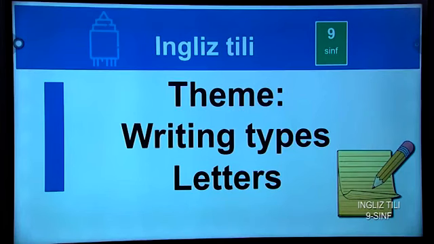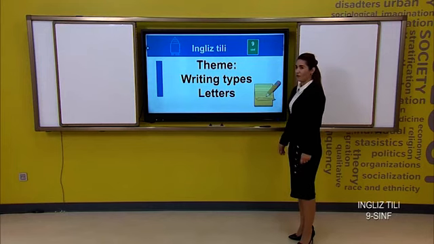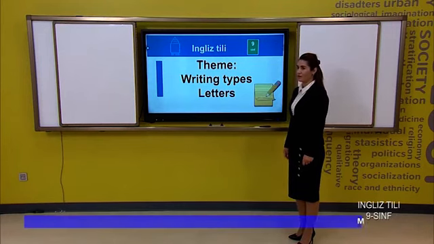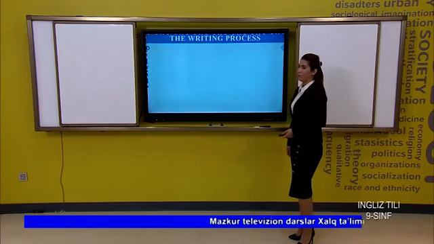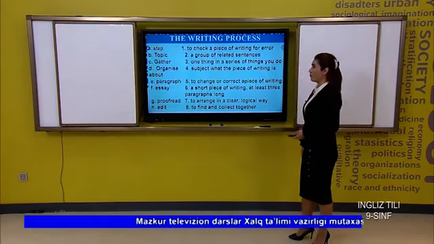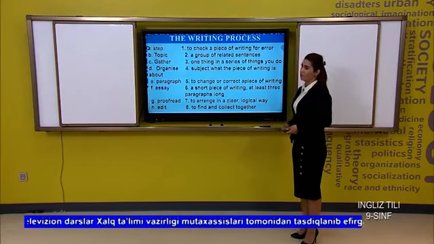Are you ready? Open your books, open your copybooks and write down the theme. Today our theme is writing types. And I'll give you some information about letters also. So pay attention, the writing process. Step by step, I want to explain to you the writing process.